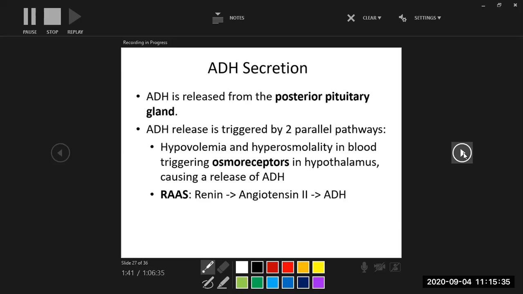What else can regulate the ADH? The other one is the RAAS. As I mentioned before, the renin, angiotensin 2, aldosterone, as well as ADH. So renin, angiotensin 2 can trigger the release of ADH. So that's these two pathways.